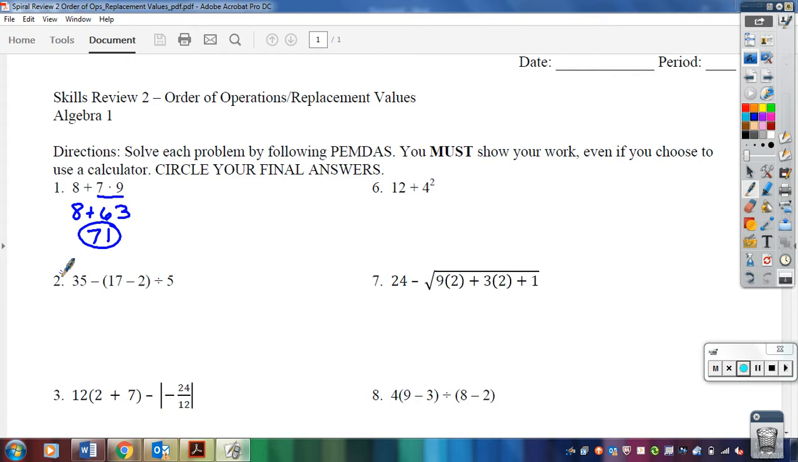Number 2. Follow my order of operations. 35 minus, inside the parentheses comes first. 17 minus 2 is 15, divided by 5. Division comes next. 15 divided by 5 is 3, and 35 minus 3 is 32. Circle your answers.